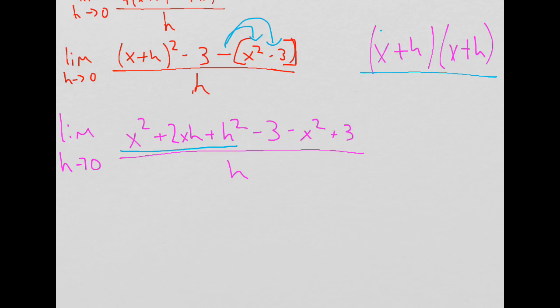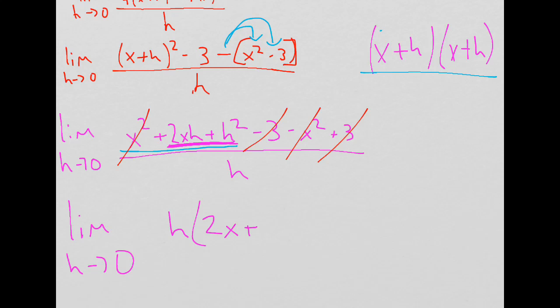So I've got plus x squared minus x squared, so that'll cancel out. I've got negative 3 plus 3, that'll cancel out. 2xh plus h. Can you factor out an h? Yes, I can. Since this is all I have left, and they both have h's, I can go ahead and factor out an h, because if I just plug 0 in for what I have left, I would get 0 over 0.